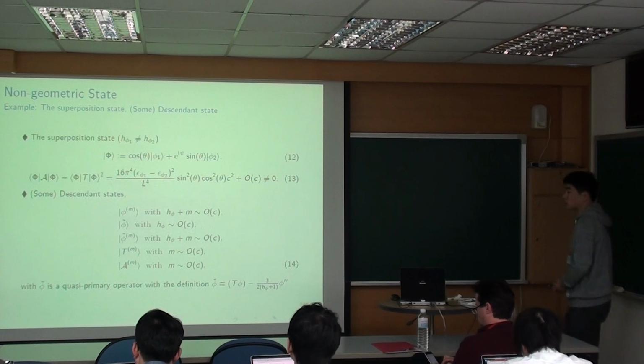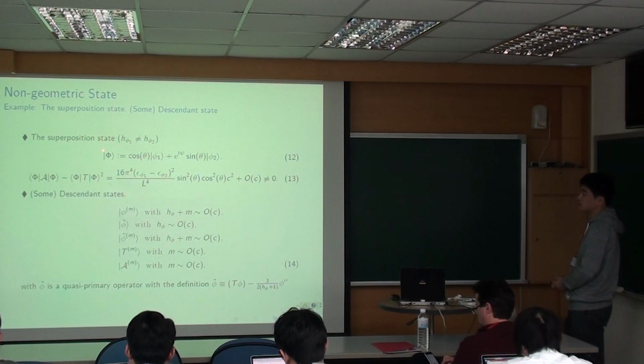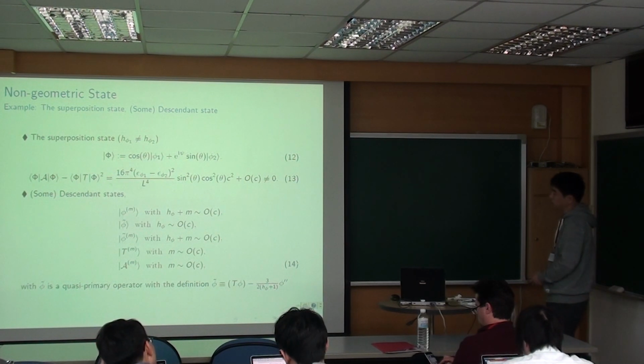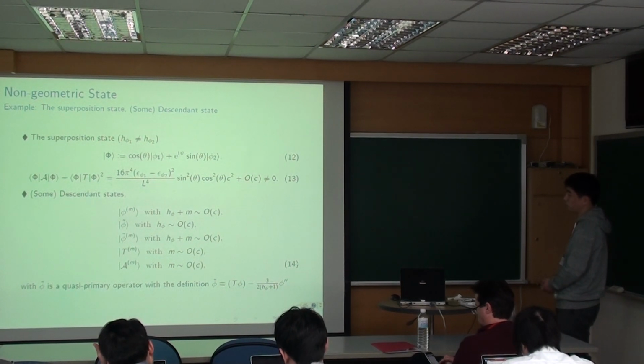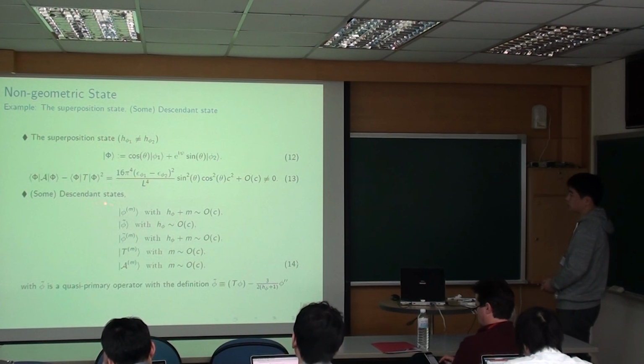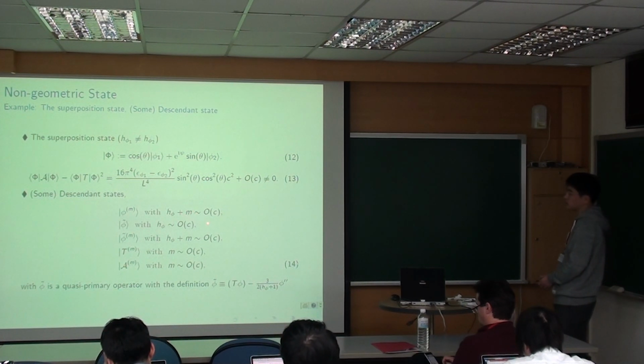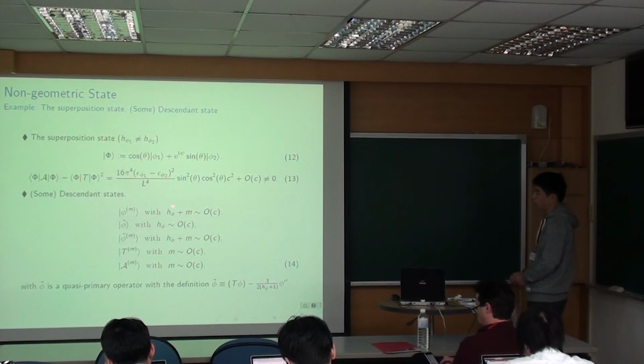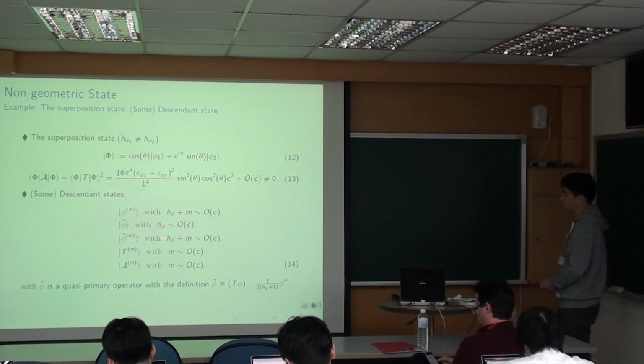But there are some examples that do not satisfy them. For example, the superposition state, as in the first argument I mentioned, it is easily calculated, and it does not satisfy them. So this is a very good example to show the constraint is very strong. Some descendant states are also like this one. The primary dimension is of order c, but the level of the descendant is not required to be of order c. Even though it is an order one readout, it violates the constraints that we get. Here is the first example that we find.